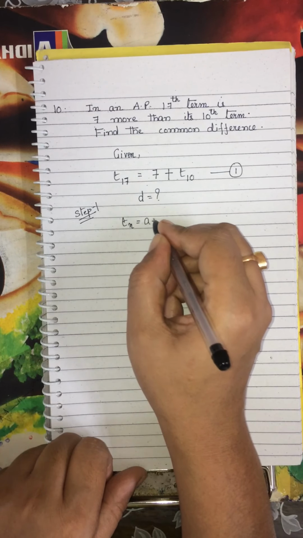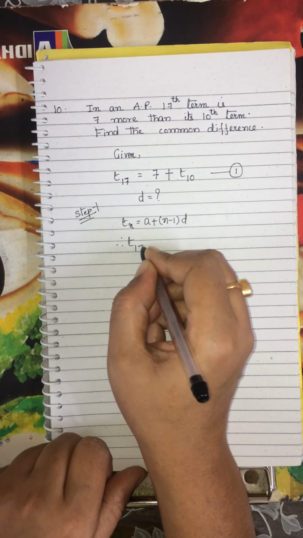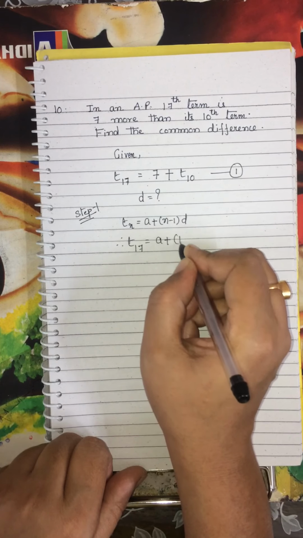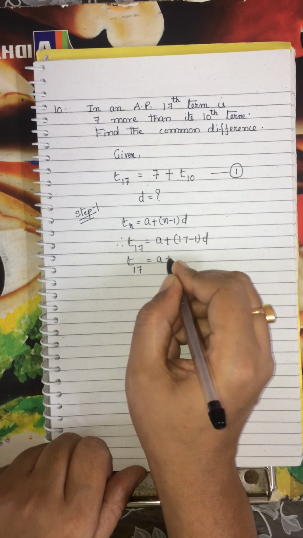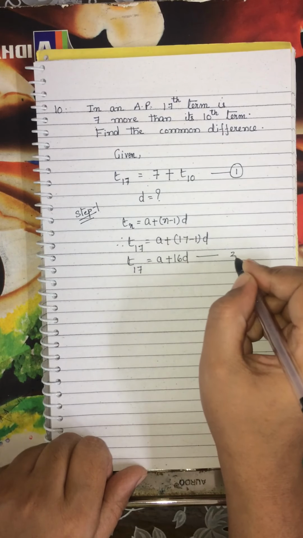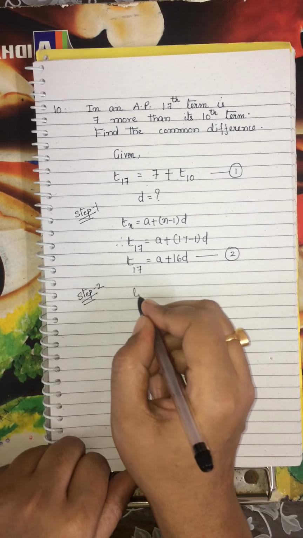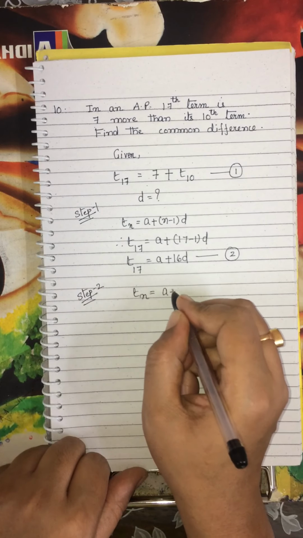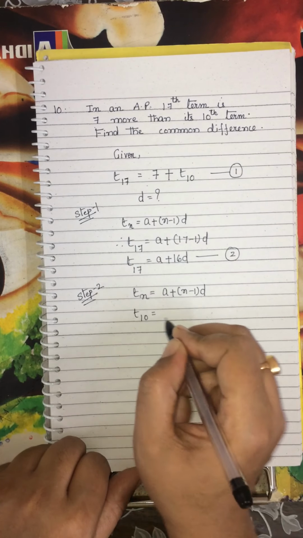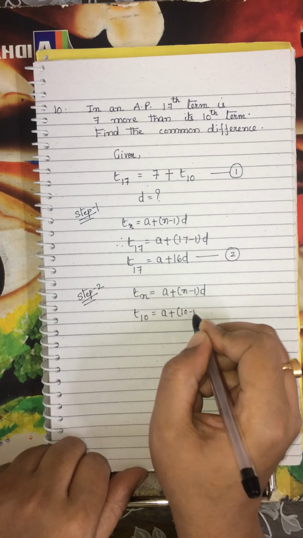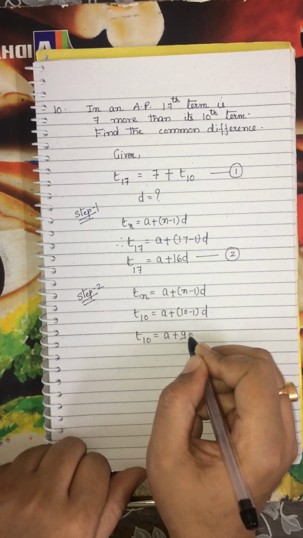So let us start with the general term, A plus n minus 1 into D. Therefore T17 is equal to, in place of n we are going to put 17. So T17 will be A plus 16D. This is the second equation. Let us see the third equation. Again, Tn is equal to A plus n minus 1 into D. We want T10. So T10 is equal to A plus 10 minus 1 into D. That gives us A plus 9D.